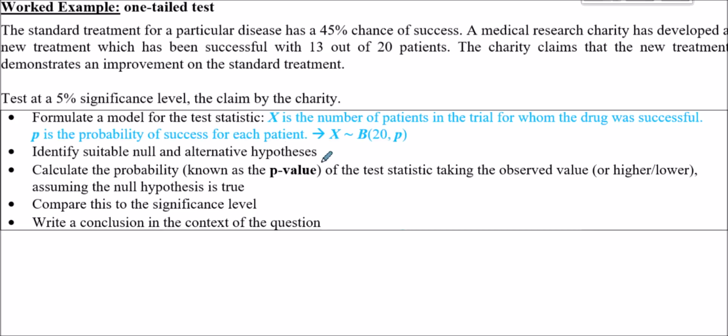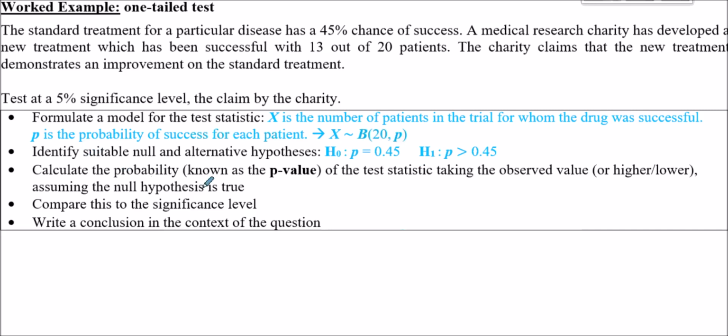So we could have something along these lines in blue. The distribution will be binomial, 20 patients, and P is the probability of a successful treatment. The null hypothesis would be to assume that the probability of success is 0.45, whereas the alternative hypothesis would be that this new treatment has improved this 0.45 figure. So our H0 and H1, I'd suggest we could do these here. H0: P equals 0.45, H1: P is greater than 0.45.